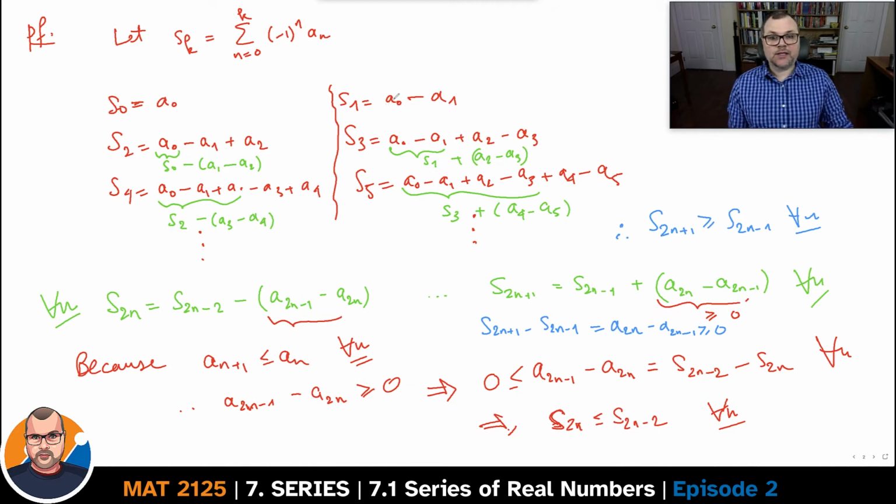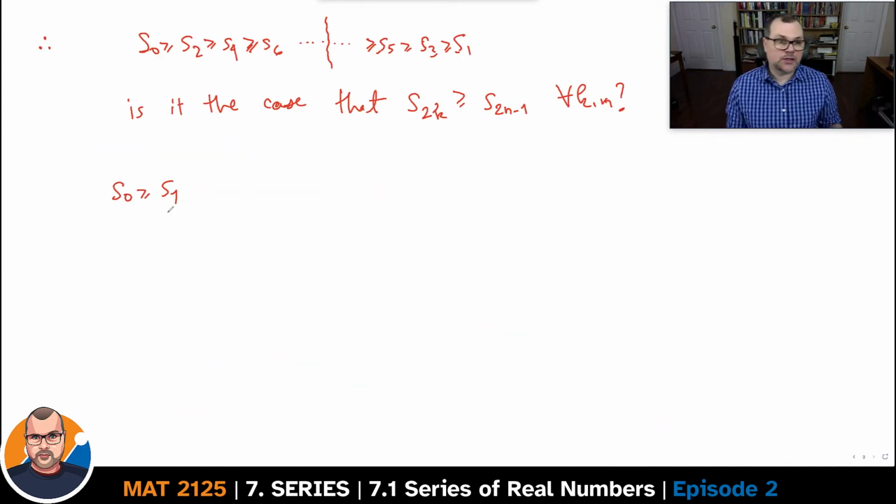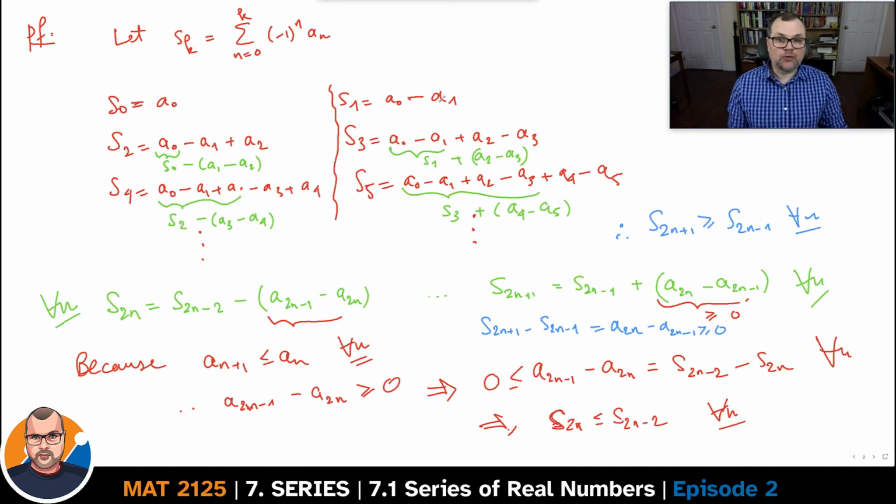S1 is A0 minus A1. So we definitely have that S0 is greater than S1. Again, this is only true because the number we're removing here is a positive number, or non-negative number, by assumption. What about the rest of the sums?